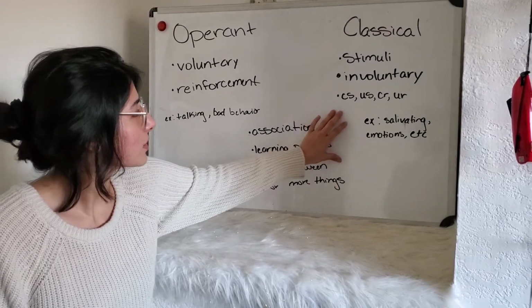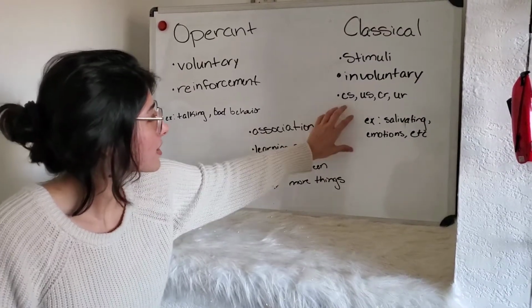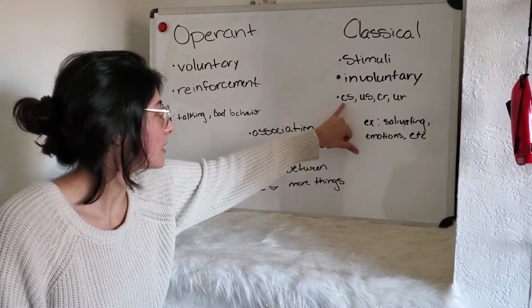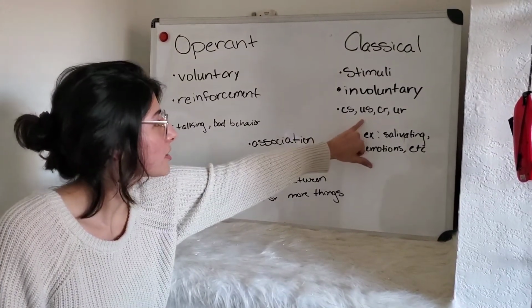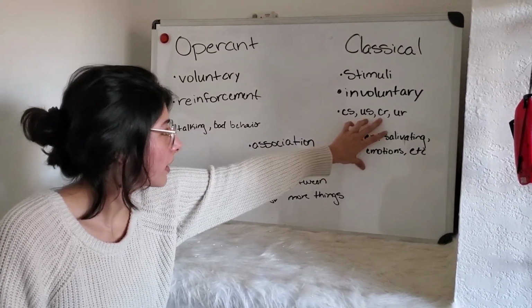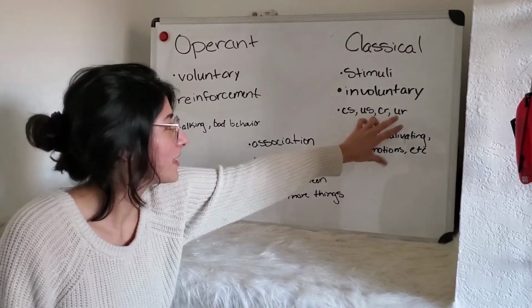Classical conditioning has a lot of parts to it. One of the main parts is something called conditioned stimulus, unconditioned stimulus, conditioned response, and unconditioned response.